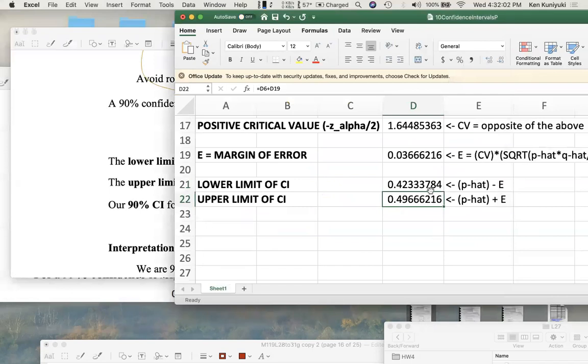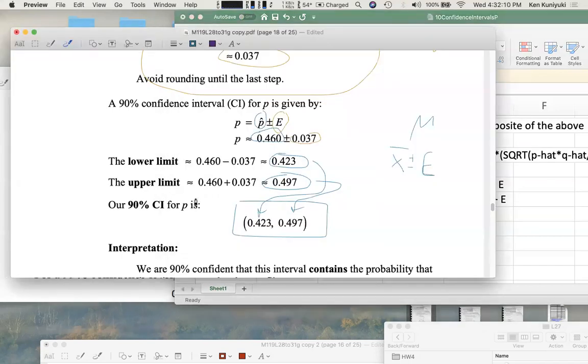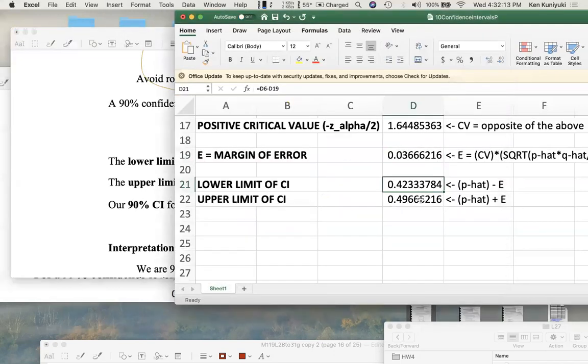Although again, if you wanted to be conservative, you can either round up the margin of error and then subtract and add accordingly, or if you're just focusing on these entries here, you round out. You round down the lower limit, 0.423, and round up the upper limit, 0.497. But don't freak out about that. Rounding off will be fine.